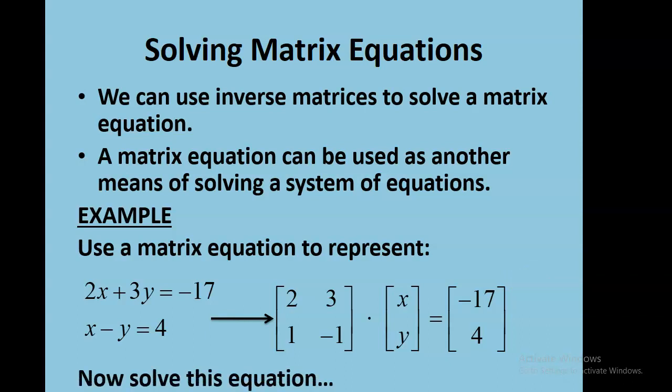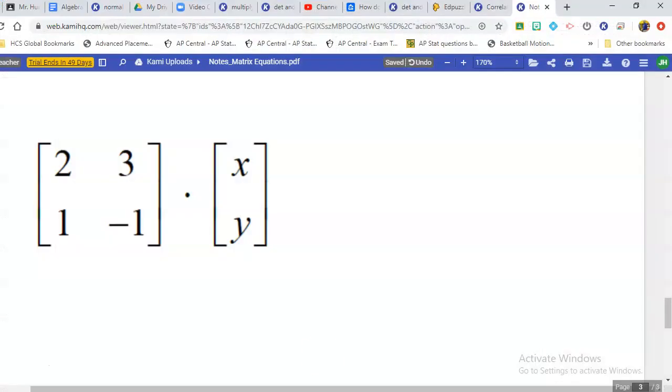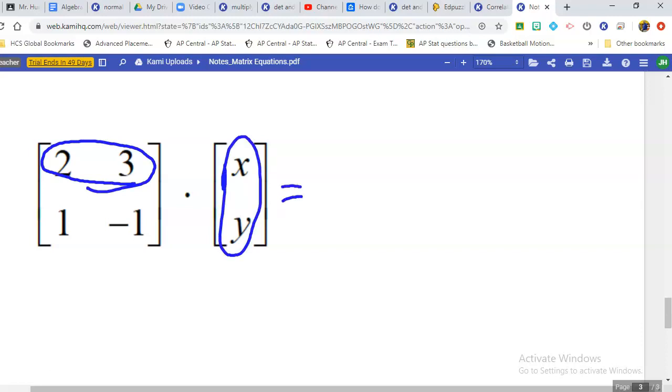But before I get into that, let me show you exactly how this is going to look and what we want to do here. If we were to take, for instance, these two matrices and multiply them, we would take this row times this column, and we would add the products together. So that would be 2 times x plus 3 times y.